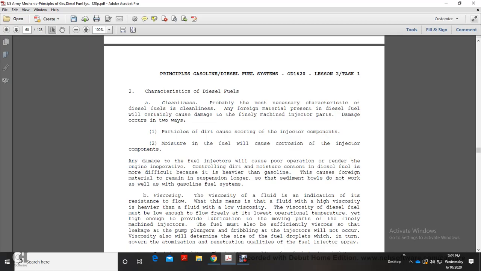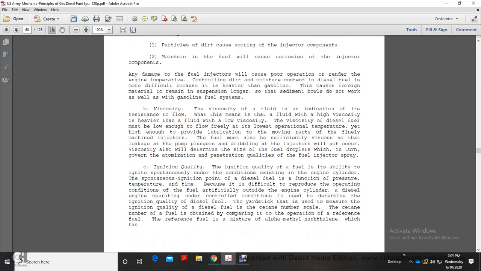Probably one of the most necessary characteristics of diesel fuel is cleanliness. Any foreign material present in the diesel fuel will certainly cause damage to the finely machined injector parts. Damage occurs in two ways. Particles and dirt score the injector components, and moisture in the fuel will cause corrosion of the injector components. Any damaged fuel injectors will cause poor operation or render the engine inoperative. Controlling dirt and moisture content in diesel fuel is more difficult because it is heavier than gasoline. This causes the foreign material to remain in suspension longer, so sediment bowls do not work as well as with the gasoline fuel system.